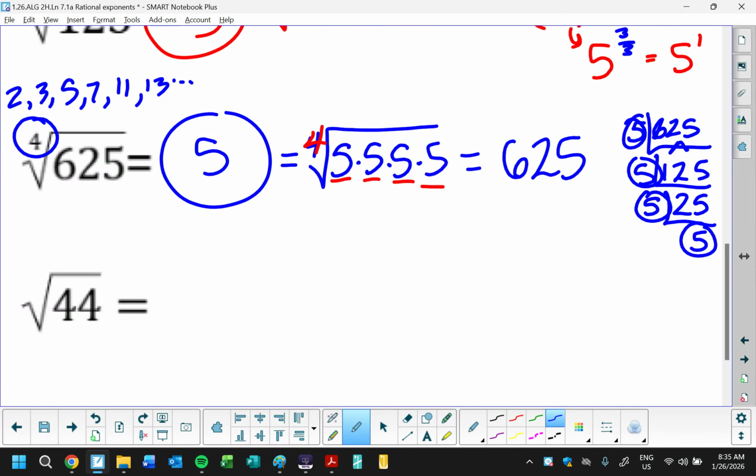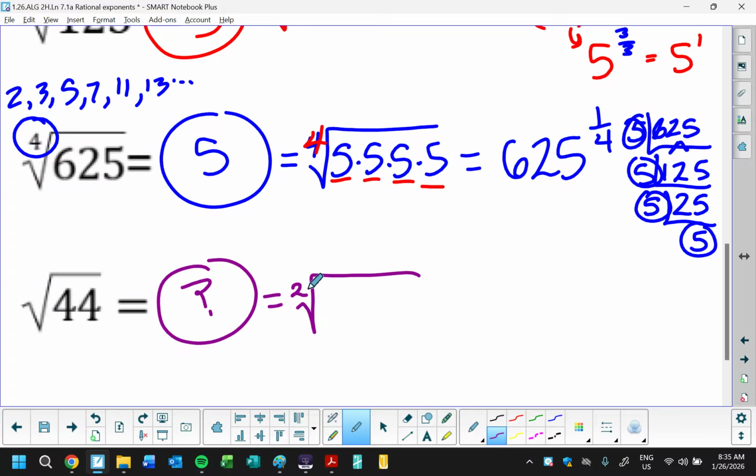Seeing that we have a fourth root here in the index, you could write it as such. Square root of 144 you might find interesting. So again, having a hard time coming up with a perfect root. And some of you might notice something at this point. So let's see if we can find the second root of 44.